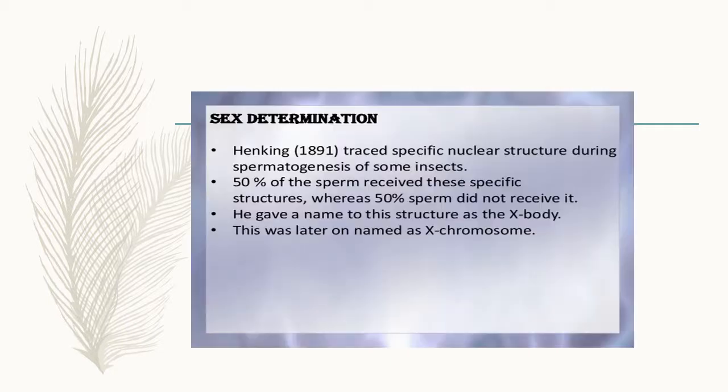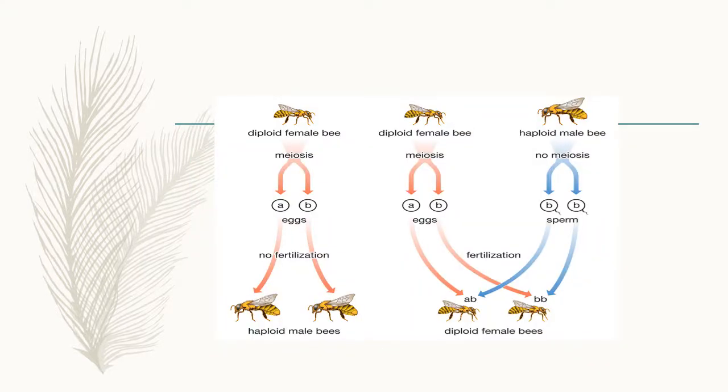The sex determination. Henking discovered the X body, or the X chromosomes. This is a diagram of the honeybee. A great saying is there for the honeybee, that the male honeybees have a grandfather and grandmother, but they don't have a father. Why is it so? Because in honeybees, the males are haploid and the females are diploid.